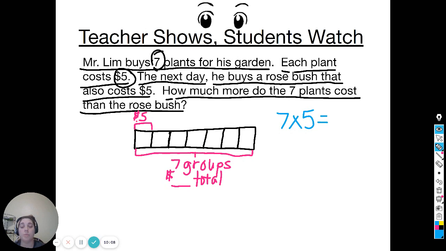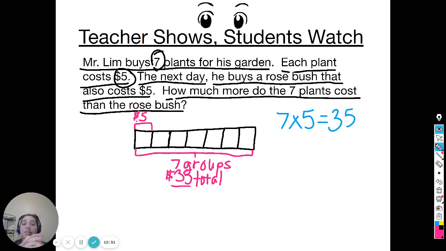Because we don't know our total, it's not going to be division, because in division, the total or that big number comes first, okay? And we don't know our big number right now, so we only know our two smaller numbers or our factors, and we're going to multiply them. So we have 7 groups of 5, so we're going to count by 5s 7 times. Ready? 5, 10, 15, 20, 25, 30, 35. 7 groups of 5 equals 35, which means that he spent $35 total on his plants.